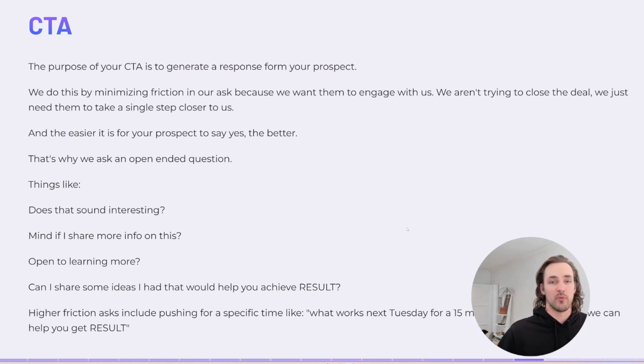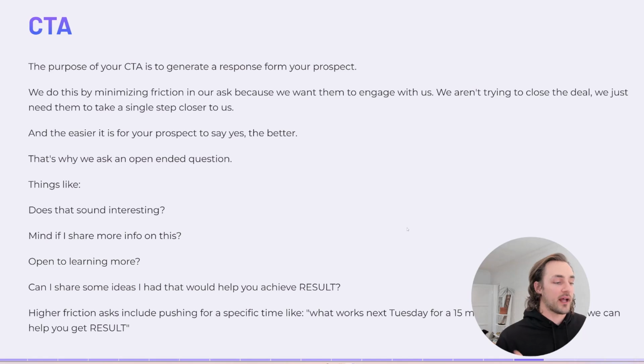That's why we'll ask an open-ended question, right? So things like, does that sound interesting? Mind if I share more information? Are you open to learning more? Can I share some more ideas I had that would help you achieve this specific result? Those are all going to be low friction asks. Prospect says yes very easily. You deliver what you say you're going to, and then you push for the meeting in that follow-up email.